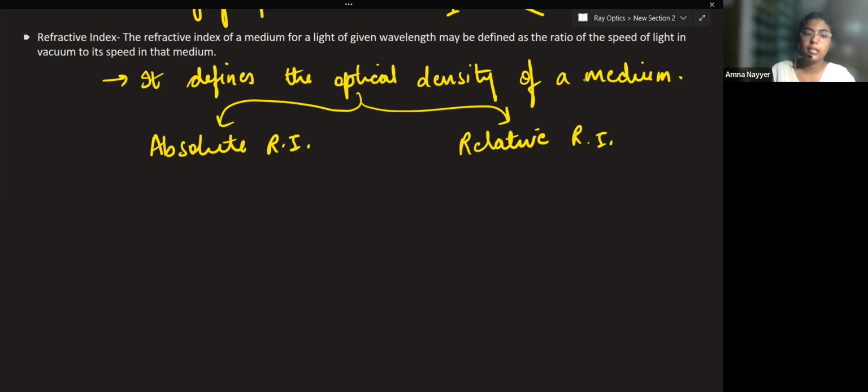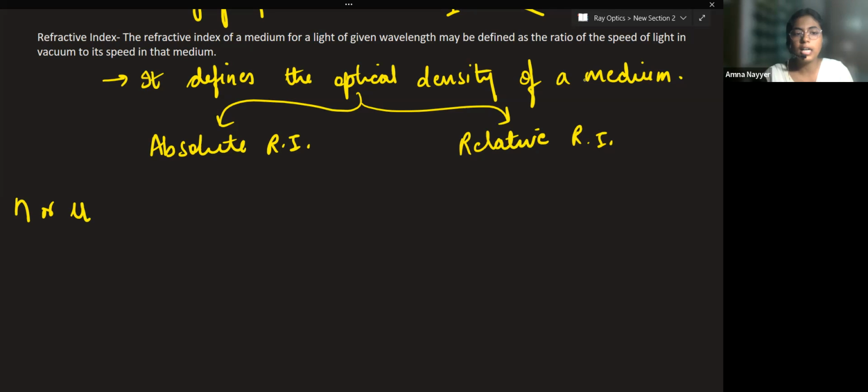Now, as I've told you, one more thing: it is denoted by small n or mu. Mostly we'll try to use small n because we have already used mu for permeability. Also in your NCERT and other books, you can find both n and mu. So do not get confused. Concepts remain the same.